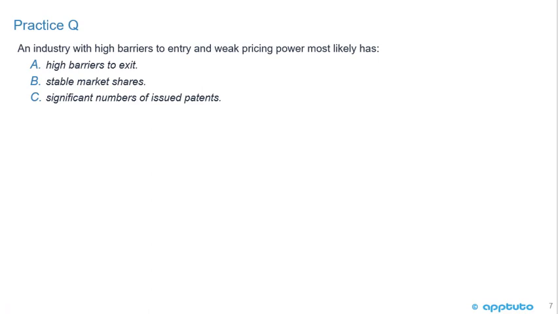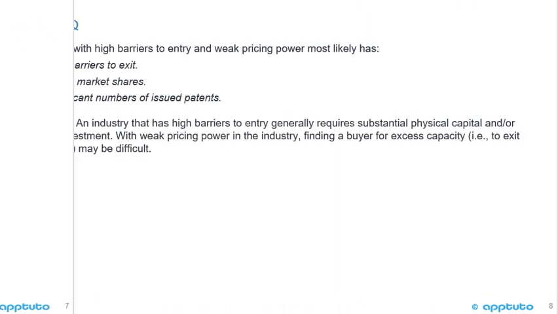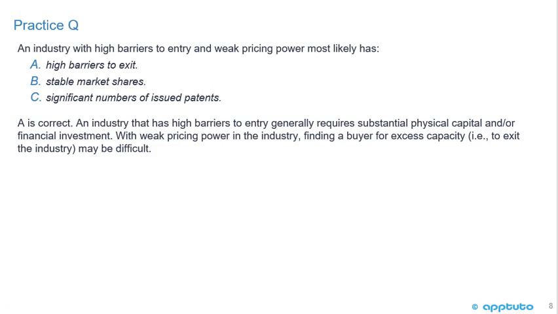One last quick practice question to finish this LOS. An industry with high barriers to entry and weak pricing power most likely has A, high barriers to exit, B, stable market shares, or C, significant numbers of issued patents. The correct answer on that is A. An industry with high barriers to entry and weak pricing power most likely has high barriers to exit.